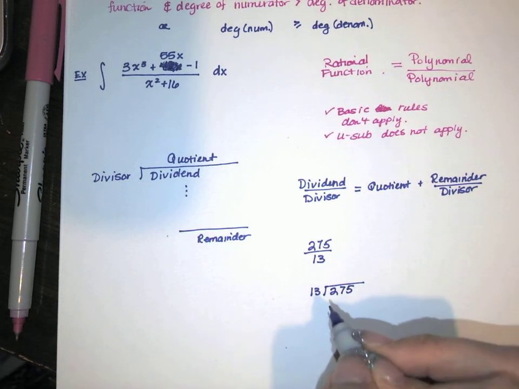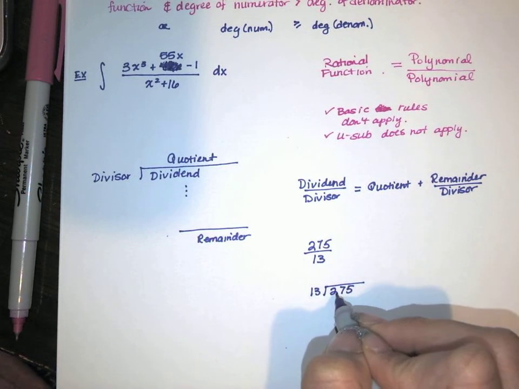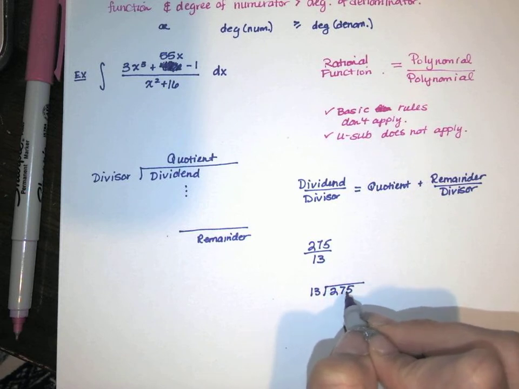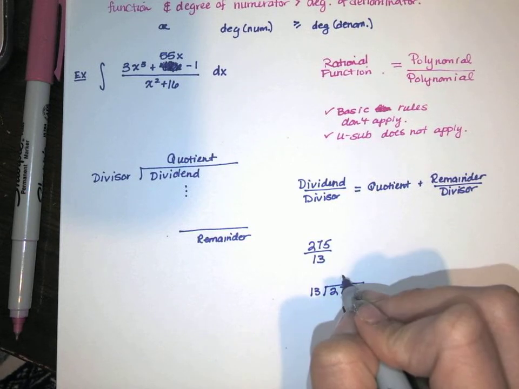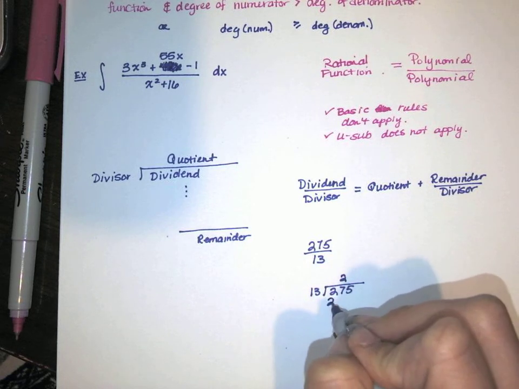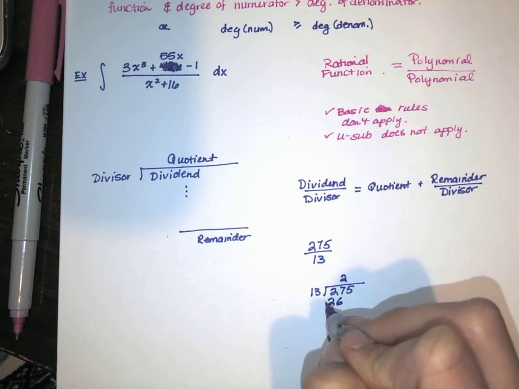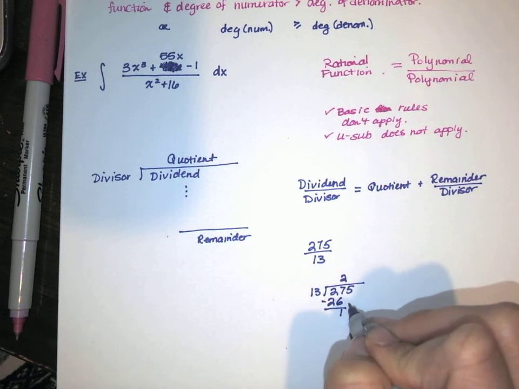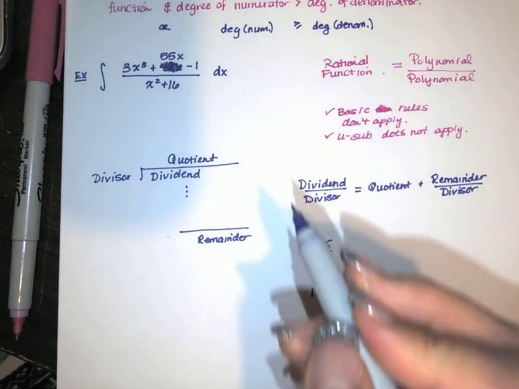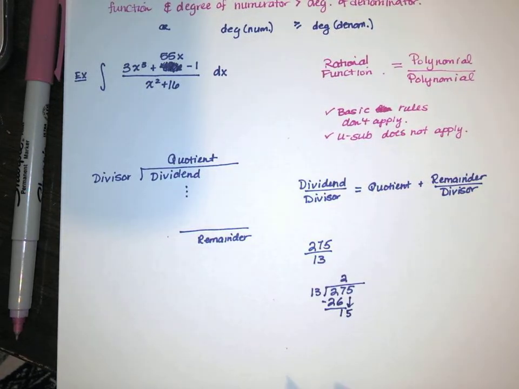And I ask myself, well, how many times does 13 go into 2? Well, it doesn't. So how many times does 13 go into 27? It goes into it twice. So we put that number there, and then we multiply these two guys, and we get a 26. And then we subtract, bring the 1 down, bring the 5 down, and then we start again. That's very similar to what we're going to do here.